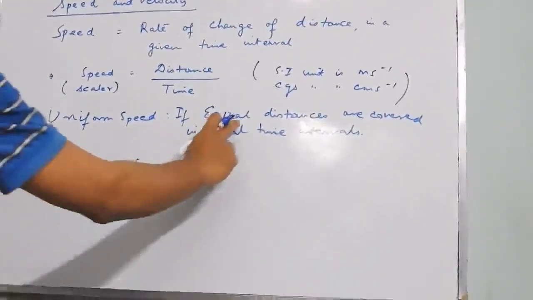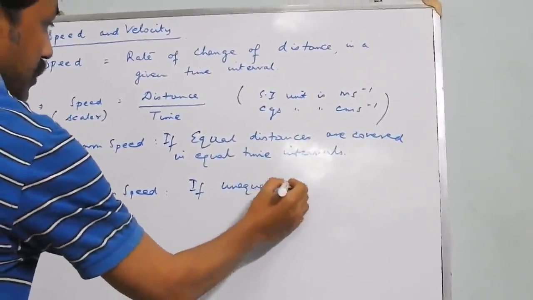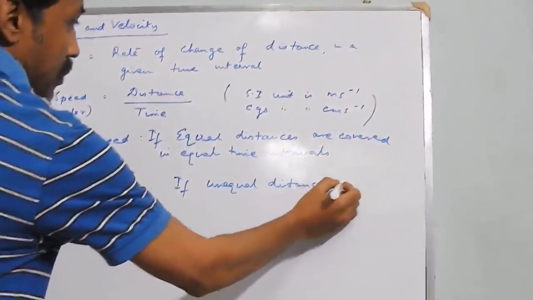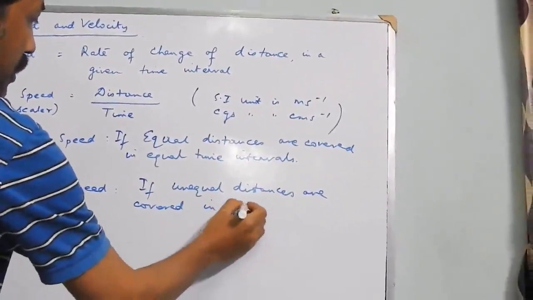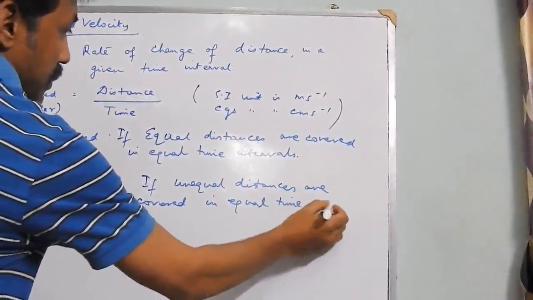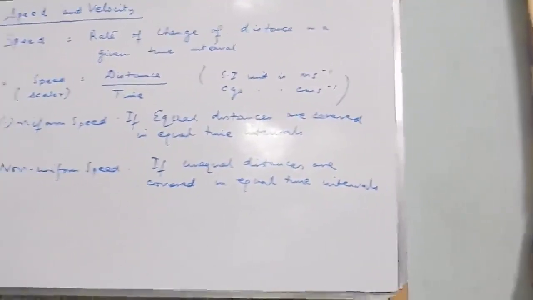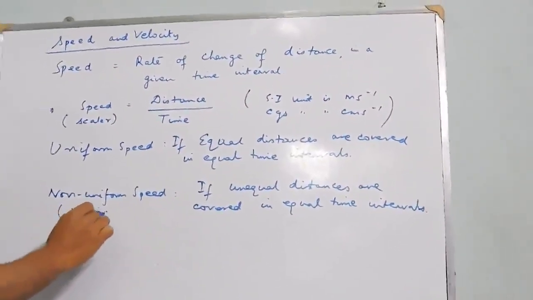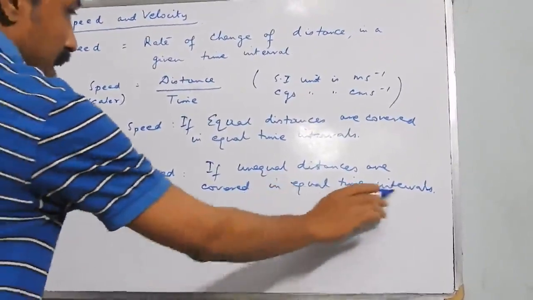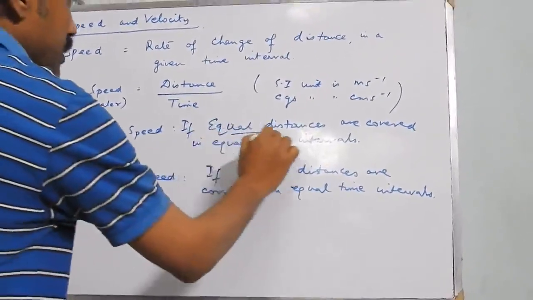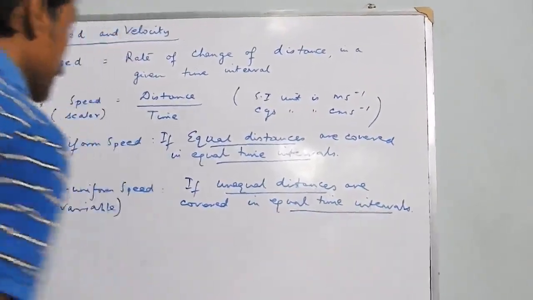Then the body will travel unequal distances in equal time intervals. If unequal distances are covered in equal time intervals, then the speed of the body is non-uniform or variable. You can say it is variable also, because it is varying with time. As the distances are unequal, but the corresponding time intervals should be equal. Remember that equal distances in equal time intervals is uniform speed. Unequal distances in equal time intervals is non-uniform speed.